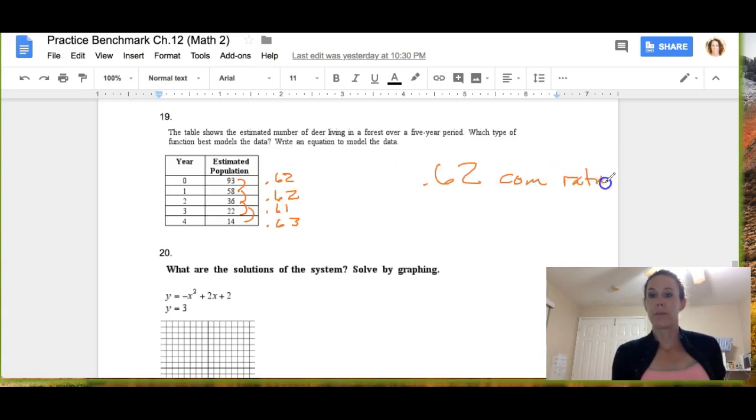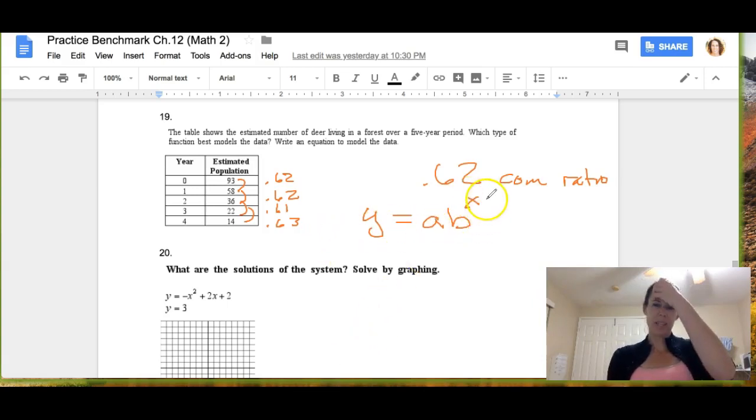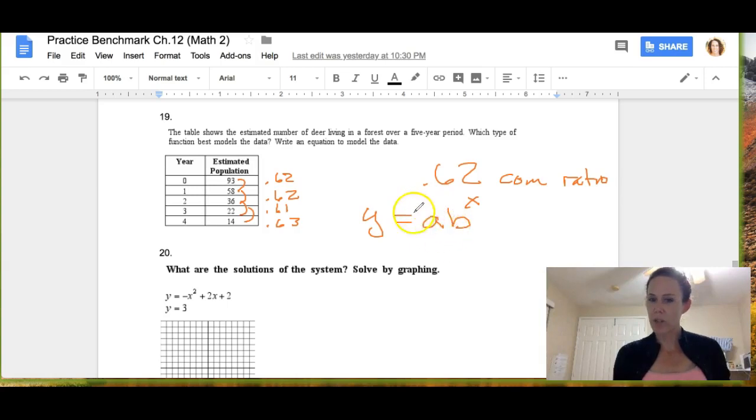All right. So we would say this is a geometric sequence, and a basic equation for an exponential is going to be y equals some value times your base raised to the x power. Okay, y equals a times b to the x. a is always your initial value. The reason it's your initial value is because if I plug in 0 for x, anything to the 0 power is 1.